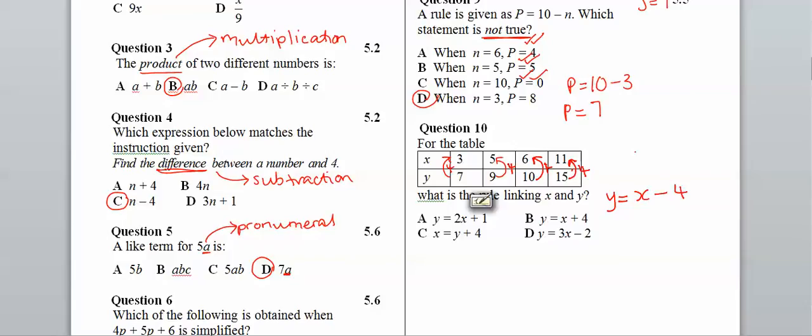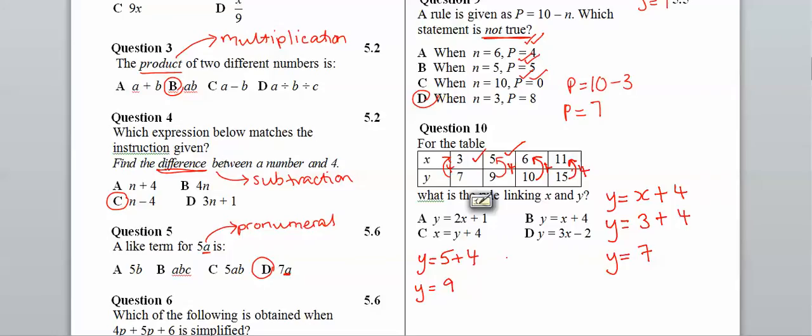So we can see what this is like. We can say y equals x plus 4. So when x equals 3, we'll substitute that in, 3 plus 4, y equals 7. So it works for this one. We'll tick that one. Now let's try when x equals 5. So y equals 5 plus 4, y equals 9. It also works for the second one.